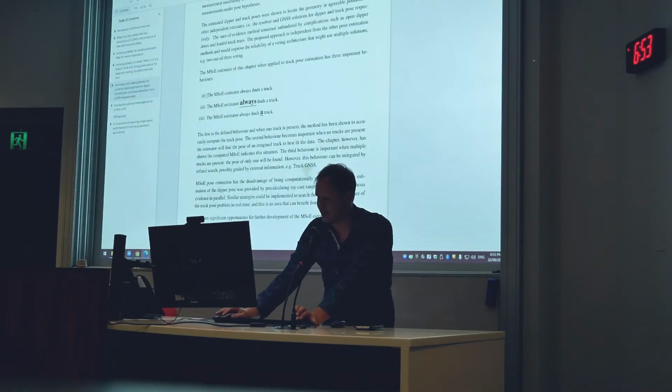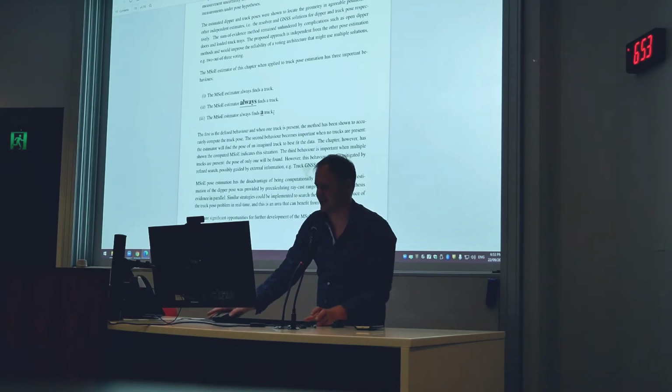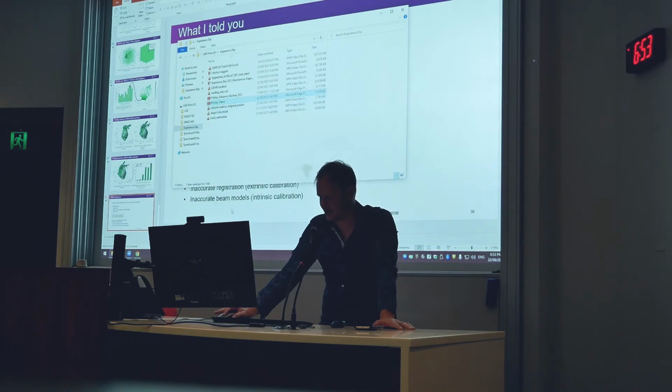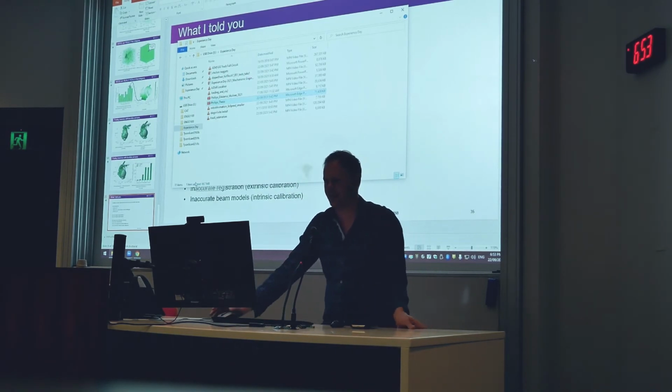I remember I wrote, the MSOE estimator always finds a truck, even if there's not one there. And the MSOE estimator always finds a truck. So if there's two there, you won't get them both, right? And the reviewers came back and they said, you've put the same thing 3 times. And we wrote back, yes. That was a bit of fun. Anyway, that's it. Now you all know how to do your own variable stuff.